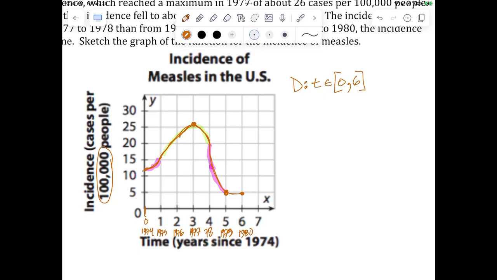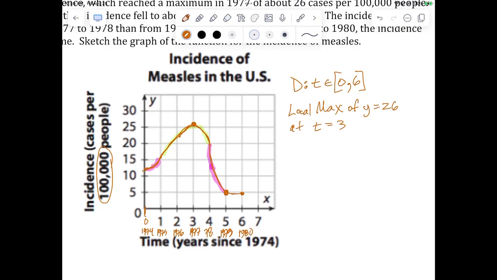So let's go ahead and state that. We have a local max. And you can abbreviate maximum as max of y equals 26 at t equals 3. Or x equals 3. If you call it x instead of t, that's fine. It does say x on the x-axis.